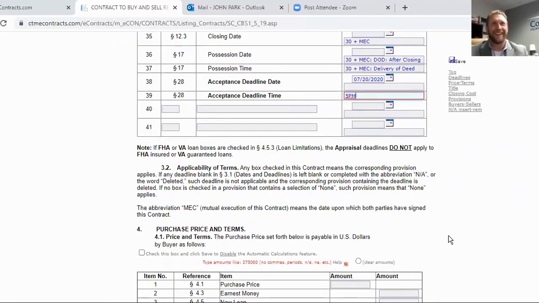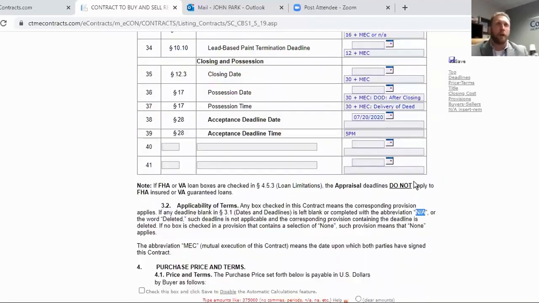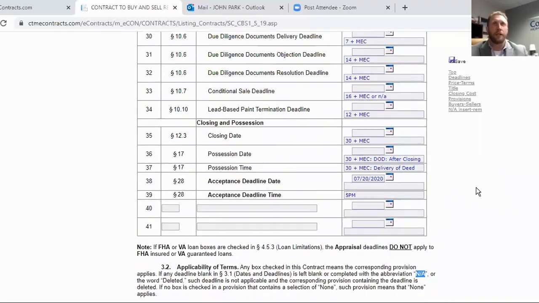Yay. All right, dates and deadlines. Now I guess we get the meat of the contract here. Yes. Okay, so you want to talk about different things here? I mean, section 3.2 applicability of terms. This basically says that if there's no dates and deadlines in that section, then that section shall not apply. Right. NA. Okay.